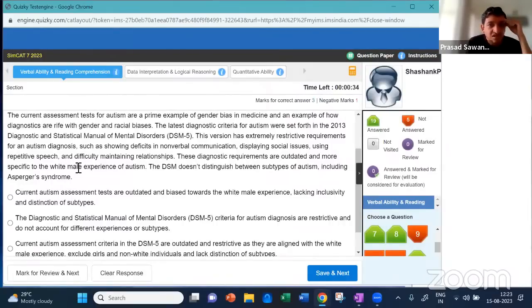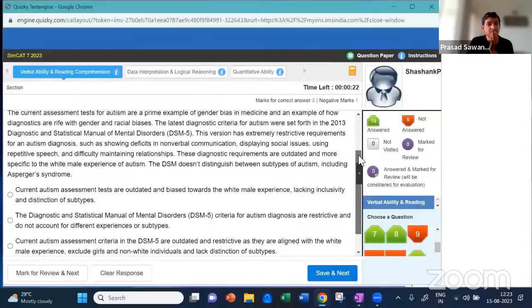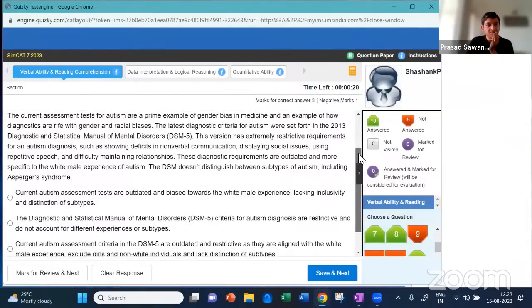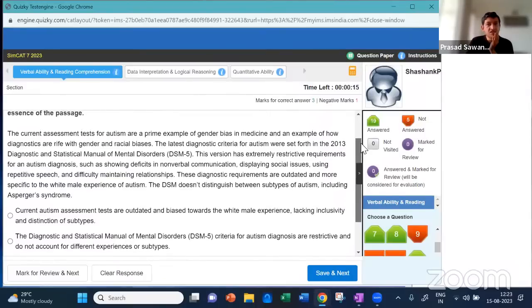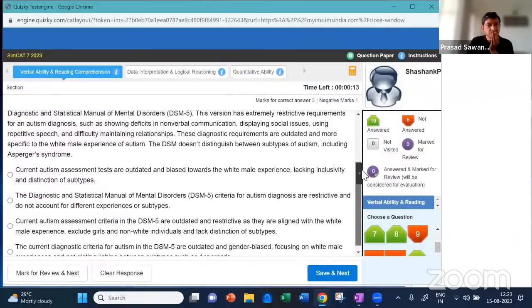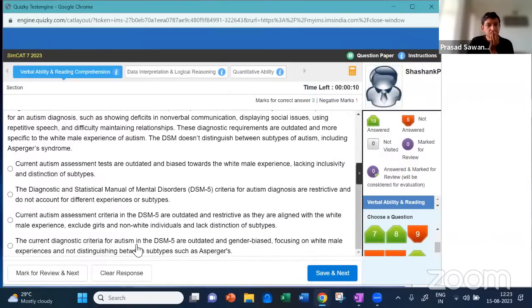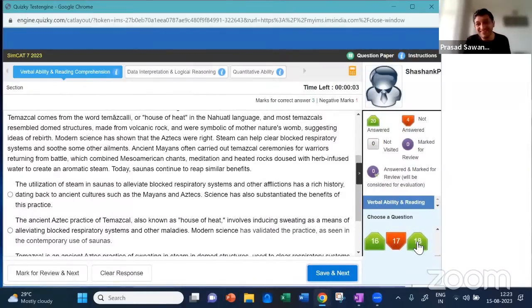Let's see. These diagnostic requirements are outdated and more specific to the white male experience. DSM doesn't distinguish between. Okay, are outdated and biased towards white male experience, lacking inclusivity and distinction of subtypes. Okay, fine. Are restrictive and do not account for the different experiences or subtypes. I don't know. I like the 3rd one because we're talking about the male experience. So let's take a punt here. I don't know which question that was. Okay, I missed some question, I think.